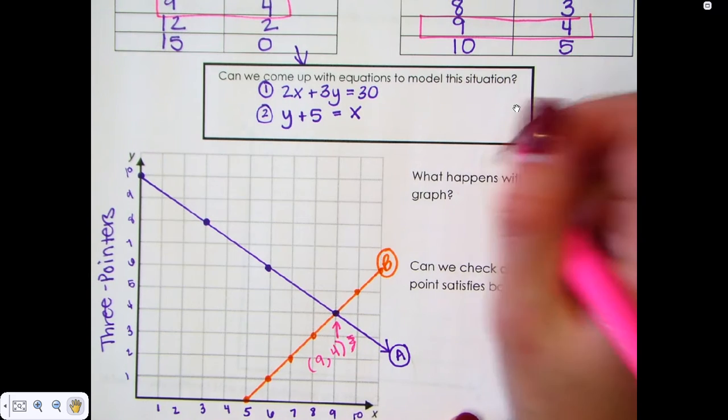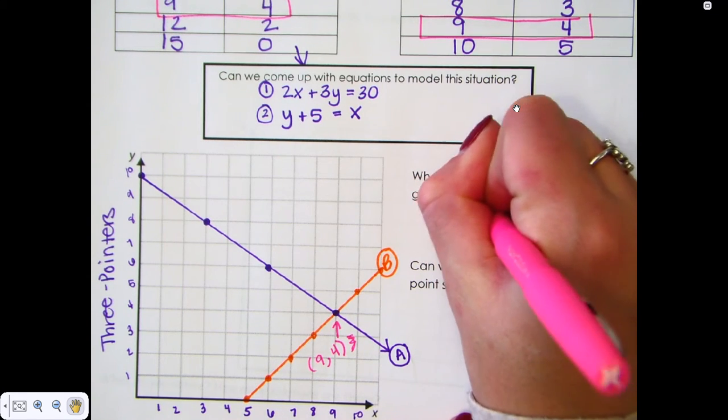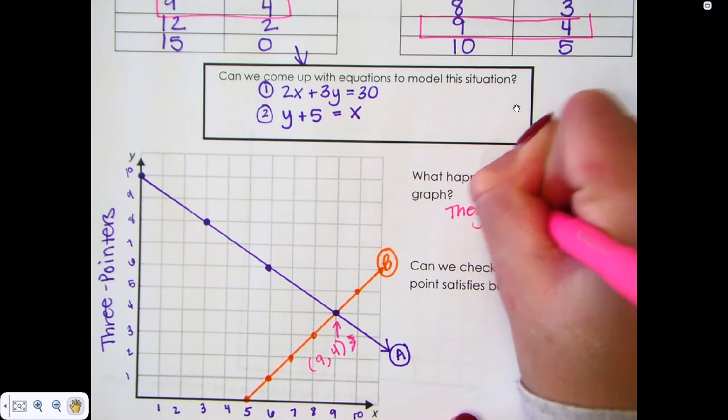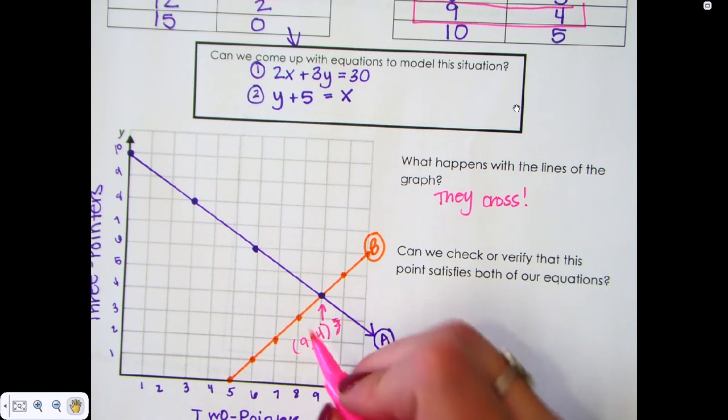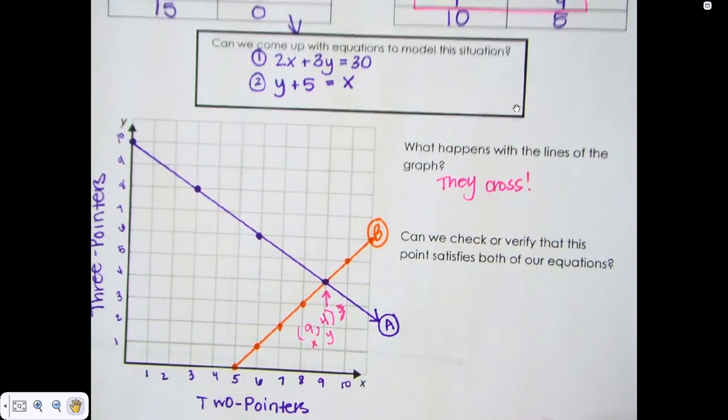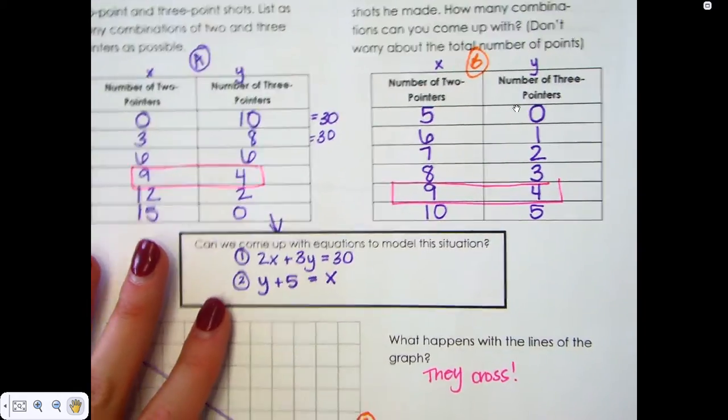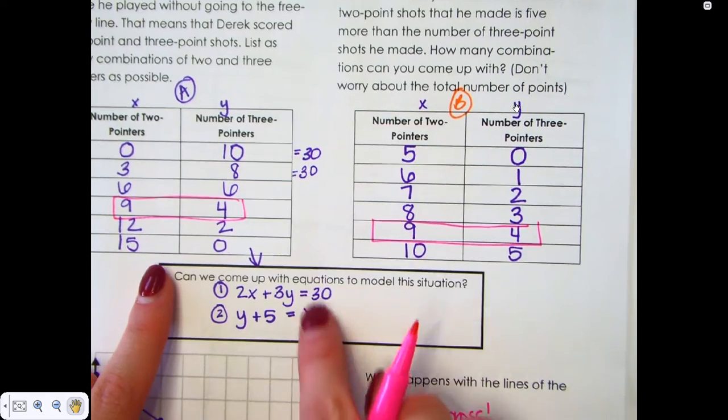So what happens with a line on the graph? They cross. Okay, so that is special because it tells us where these are the same. And then it says, can we check or verify that this point satisfies both of our equations? So we have a point (9, 4) that represents an x and a y value. And I have 2 equations here. So if they're the same, they should satisfy both of these equations.